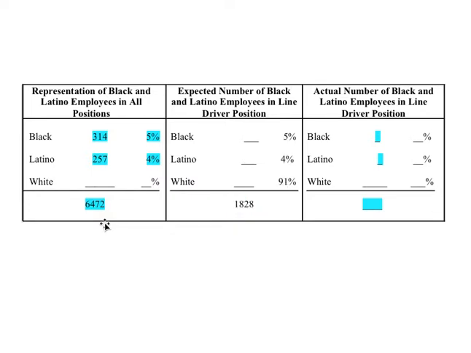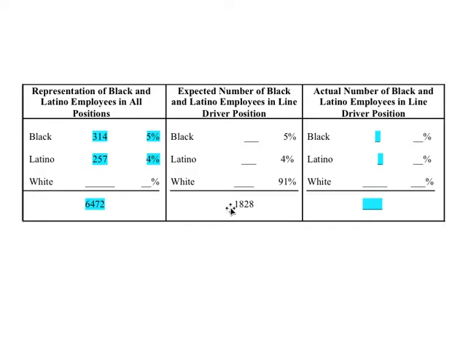The next thing I ask them is, if they hired in the line driver position proportional to the representation in the whole company, what would be the percentage of Black and Latino employees you expect in the line driver position? It would be 5% and 4%, right? You're just copying this number here and putting it here. That's easy. They can do that. No problem, right? We also know the total number of employees in the line driver position from the case.